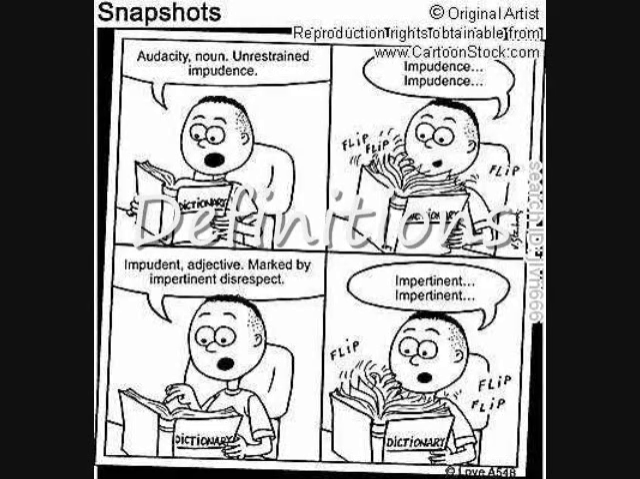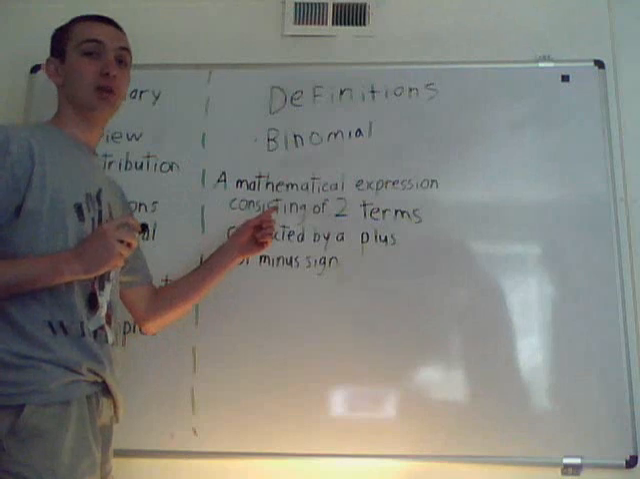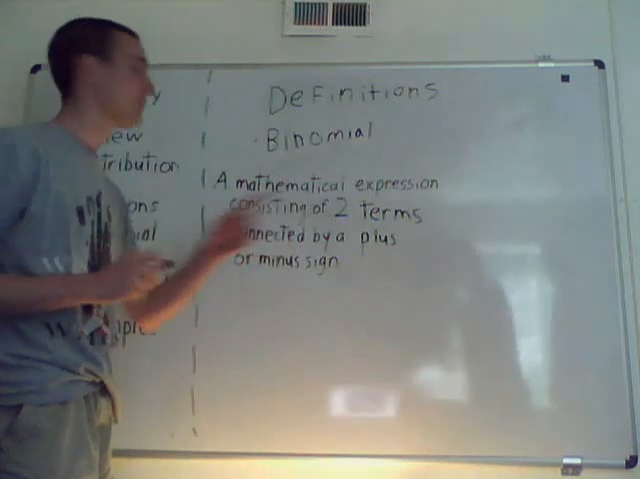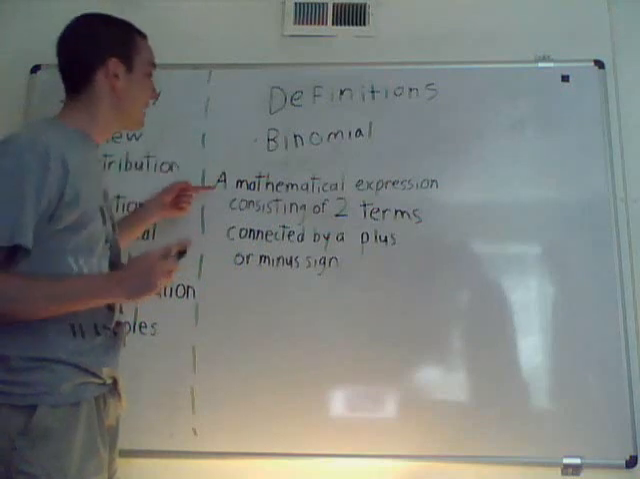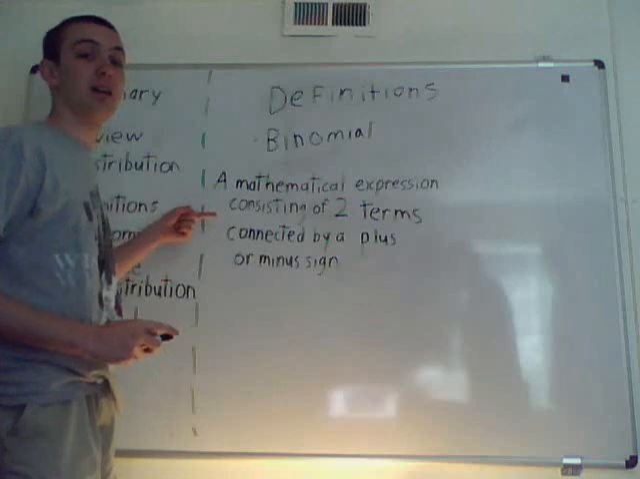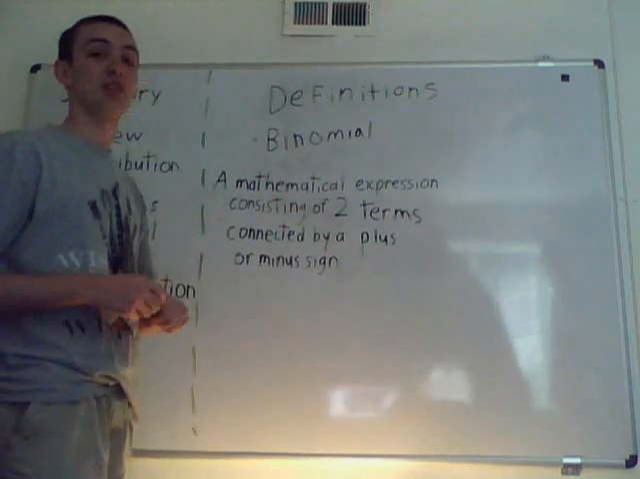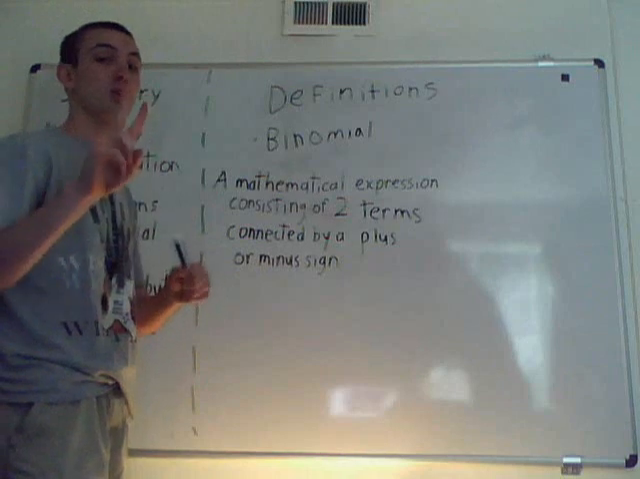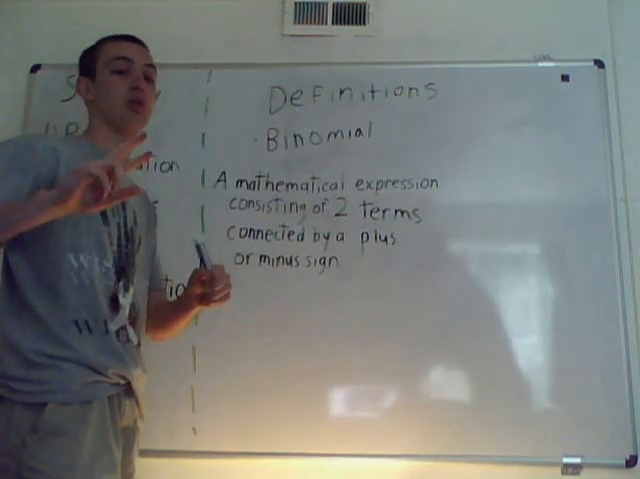Now let's go ahead and define what a binomial is and double distribution. First, we have to define what a binomial is before we get to the rest of the lesson. A binomial, according to Webster's dictionary, is a mathematical expression consisting of two terms combined by a plus or minus sign. So just like a bicycle has two wheels or two cycles, a binomial has two nomials or two terms.